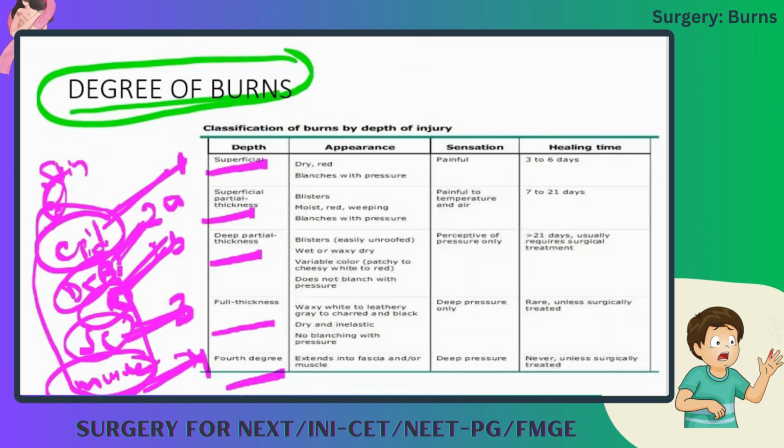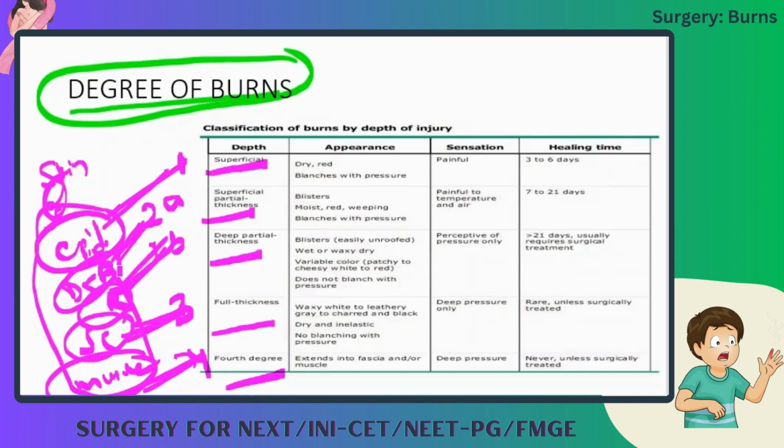Okay, an epidermis wound will heal in just 3 to 6 days, and a little deeper it will take a little more. And a wound which is a fourth degree burn will not heal at all unless you surgically correct it, because muscle is involved. You have to take a flap or put a graft over it. So for that this burn degree classification is important.